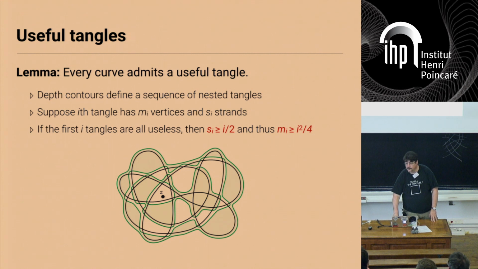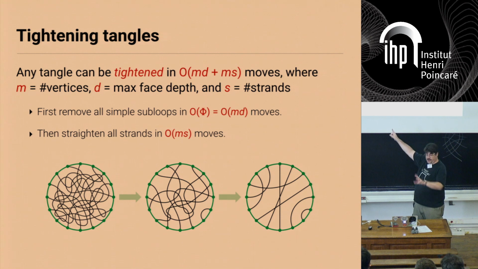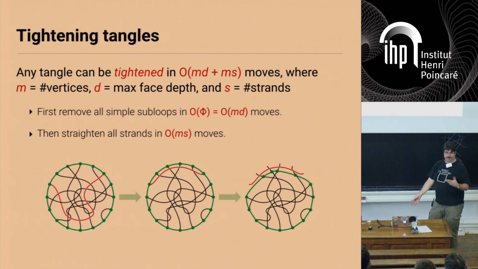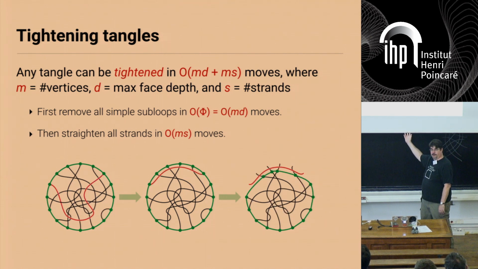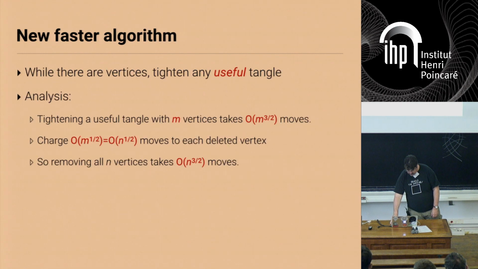Is the cleanup procedure inside a useful tangle recursive? No. So the cleanup procedure inside a useful tangle is we get rid of loops using the algorithm that I showed you earlier. Then we get rid of excess intersection between the strands using something that looks like the algorithm that we did for loops, once per strand. So it's just direct. Okay, so we end up with an overall running time of, quote unquote, n to the 3 halves.